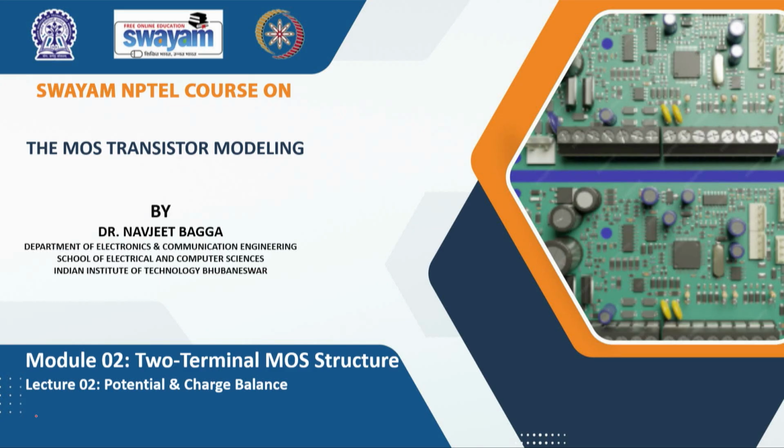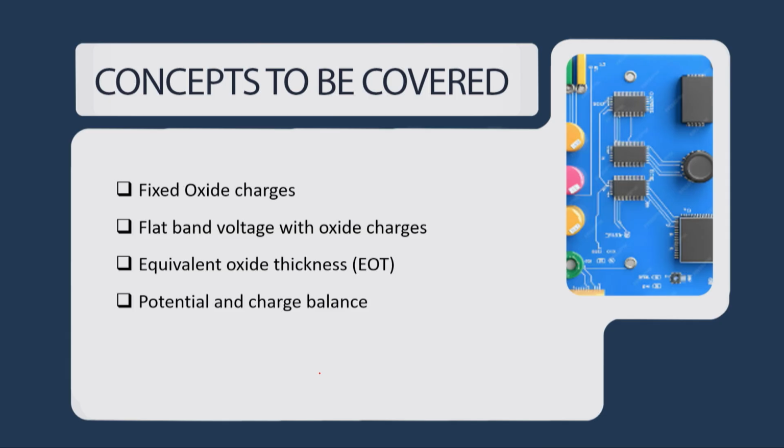So, we are going to discuss the module 2 two-terminal MOS structure. In this lecture number 2 of module 2, we will discuss potential and charge balance. We will discuss what will happen when the oxide fixed charges come into the picture.